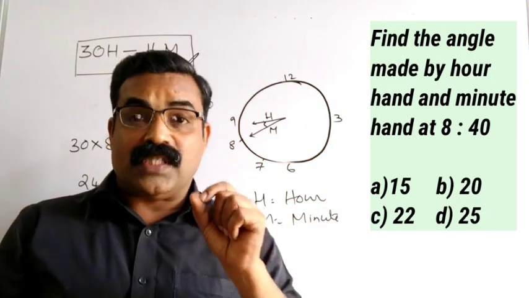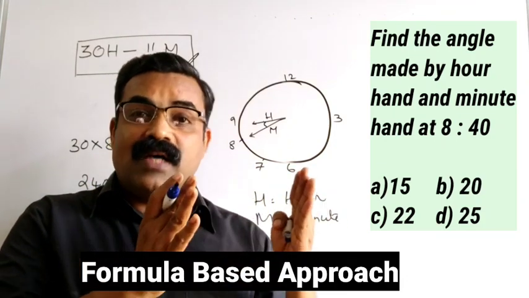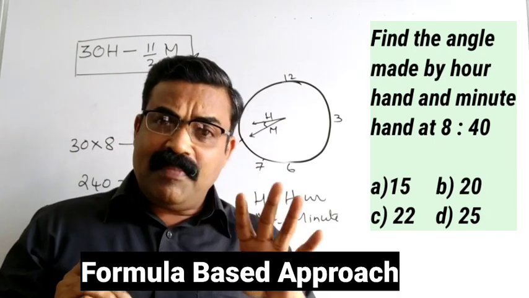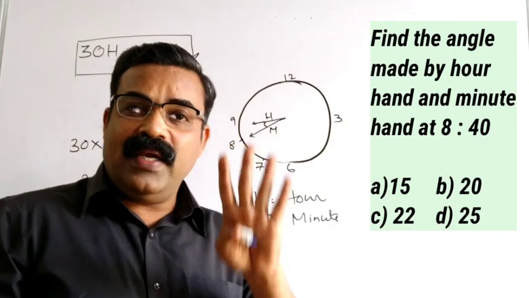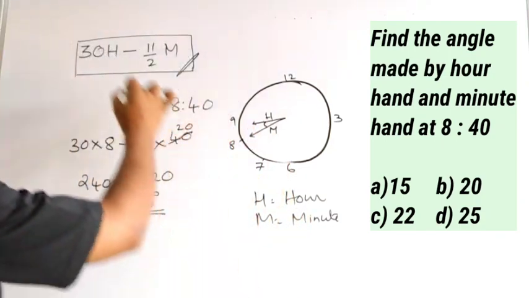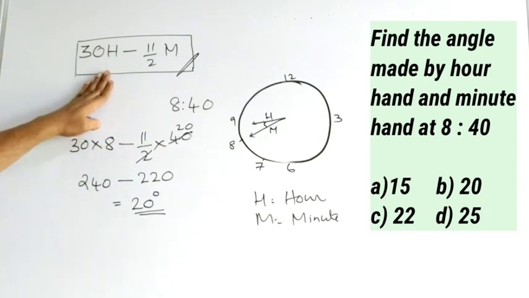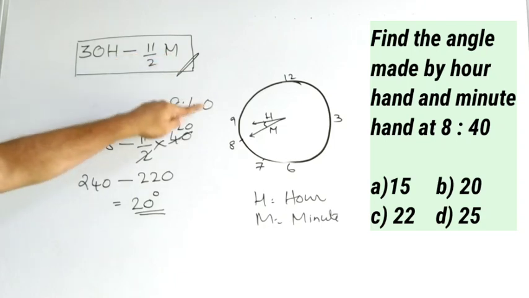This method of solving this type of question is called the formula based approach. We are using a formula here. Students, if you have this type of question in your competitive exam, you can simply apply this formula: 30h minus 11 by 2 m. Remember this formula and just apply it. H stands for hour and m stands for minute.